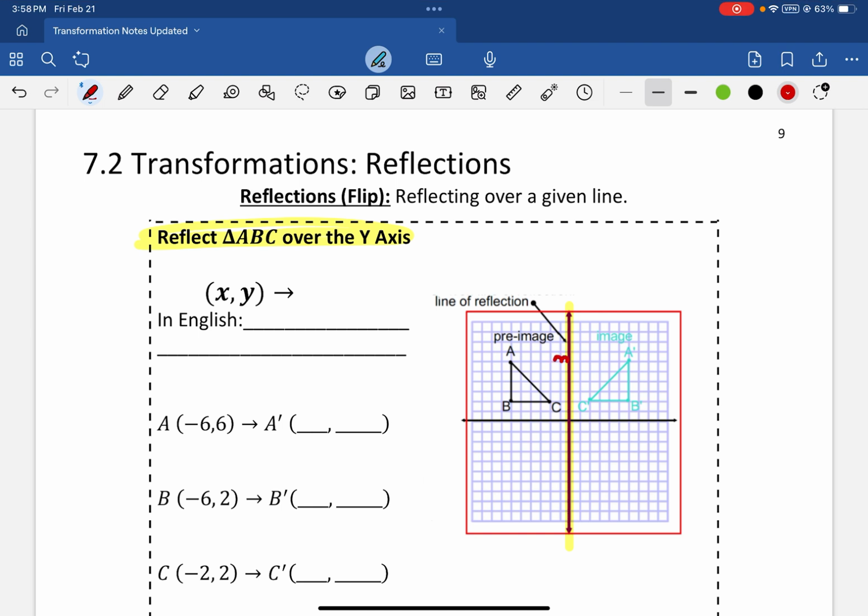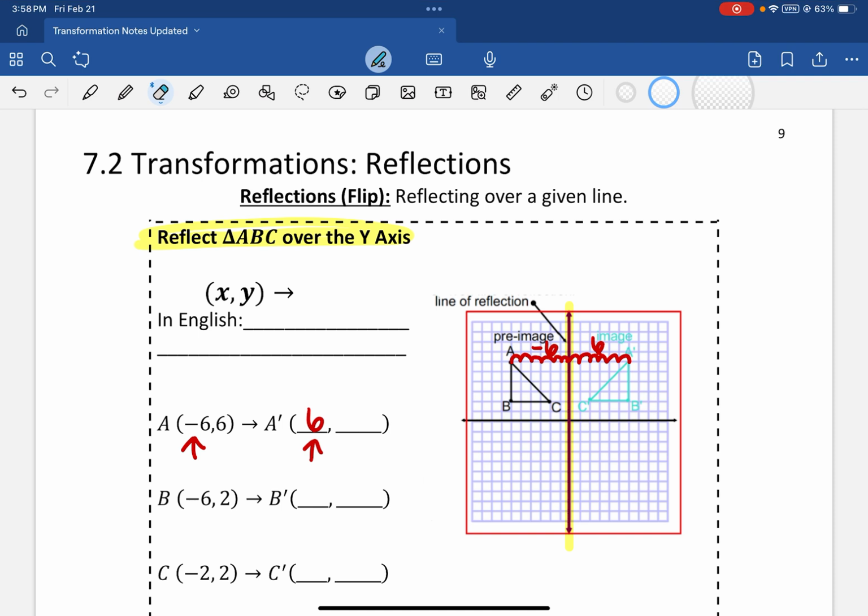Now you can see here that, let's look at point A, for example. Point A is 1, 2, 3, 4, 5, 6 boxes away from my y-axis. And A prime is also 6 boxes away, 1, 2, 3, 4, 5, 6. So that's positive 6 away, and A was negative 6 away. And you can see down here that my x for A was negative 6. So therefore, my x for A prime should be positive 6, because that's how far away it is from the line that we are reflecting.